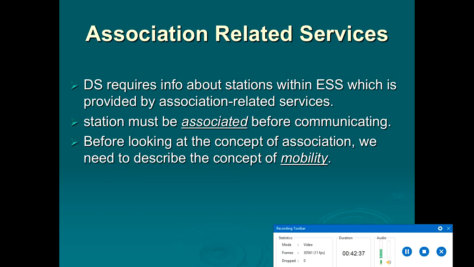Next, we talk about association related services. The main purpose of the MAC layer is to transfer the MSDUs between the MAC entities. The distribution service requires information about stations within the extended service set, which is provided by the association related service. Stations must be associated before they start communicating. Before looking at the concept of association, we need to describe the concept of mobility also.